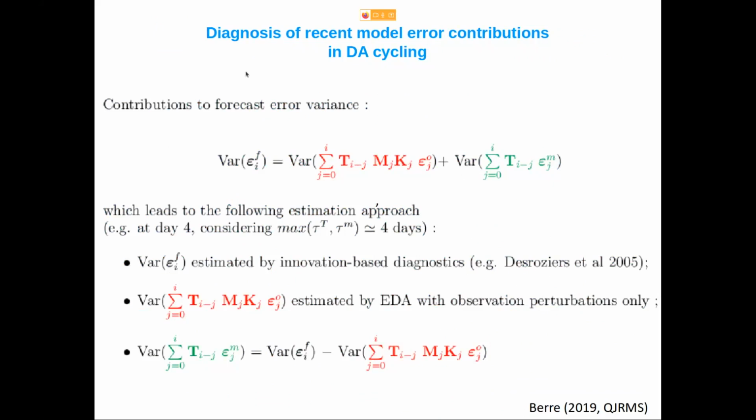Another application is the possibility to diagnose recent model error contributions in data assimilation cycling. This is illustrated here by considering the contributions to short-range forecast error variance, with observation error contributions accumulated during several cycles and model error contributions. So what can be done is to estimate this short-range innovation forecast error variance with innovation-based diagnostics, such as the Desrosiers approach. The observation error contributions can be estimated by an ISDA with observation perturbations only, and then the model error contributions can be estimated by computing the difference between the innovation-based estimates and the observation error contributions.